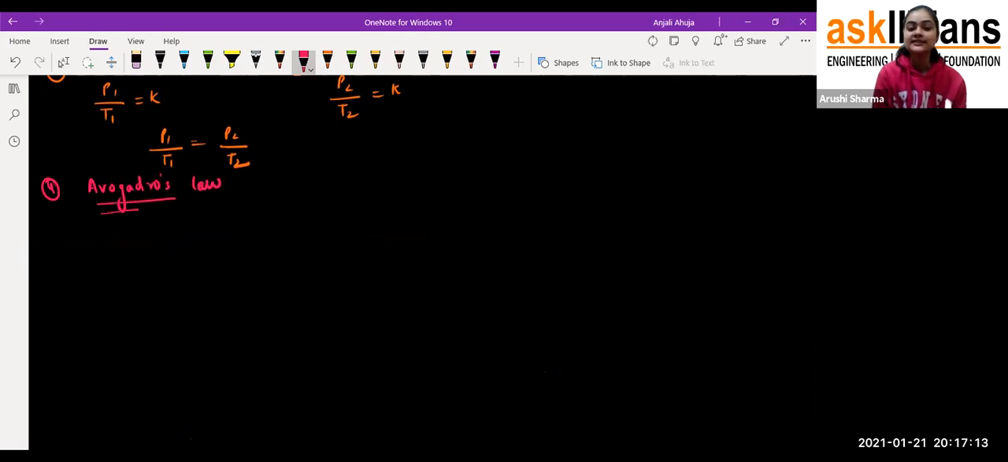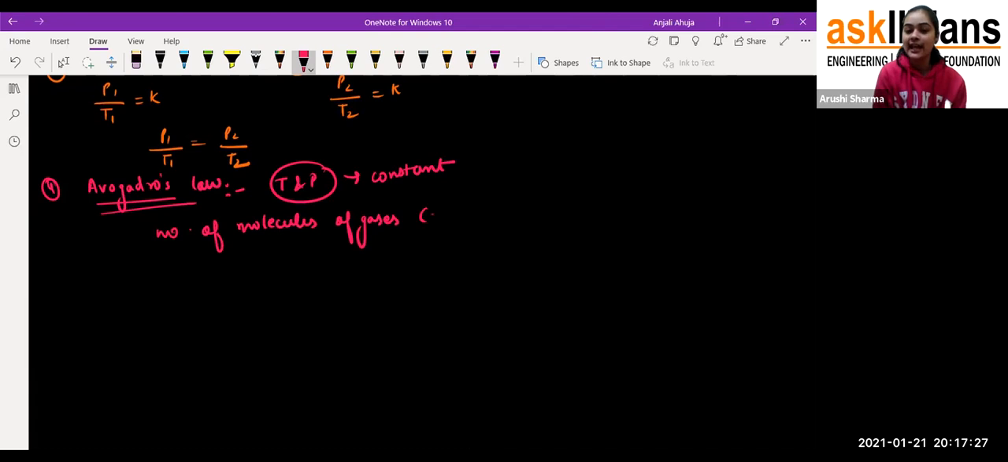So this law says, students, that when the temperature and the pressure are kept constant, what will happen is that if I consider the number of molecules of gas as n, and the volume of the gas as V, then n is directly proportional to V. Okay. And how can you get this law?